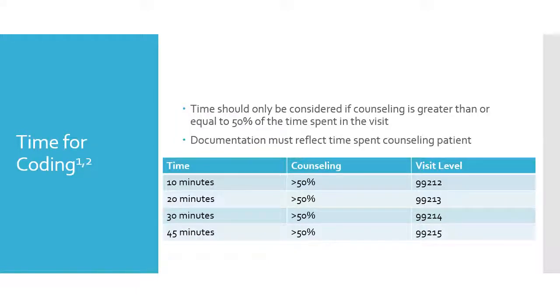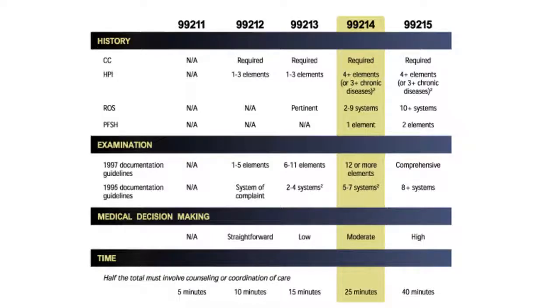There's a third way to code for office visits, and this is based on the amount of time spent. However, you can only code based on time if greater than 50% of the office visit time is spent counseling the patient. You must document thoroughly that you spent X amount of time counseling in order to code for this visit. Here's an excellent example of a pocket guide used for office visit coding. You will be provided this as a PDF in Module 2.